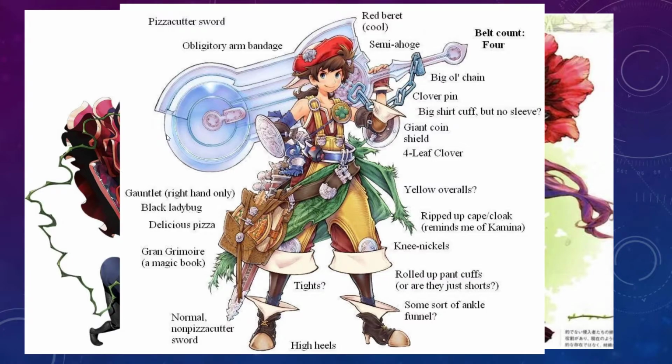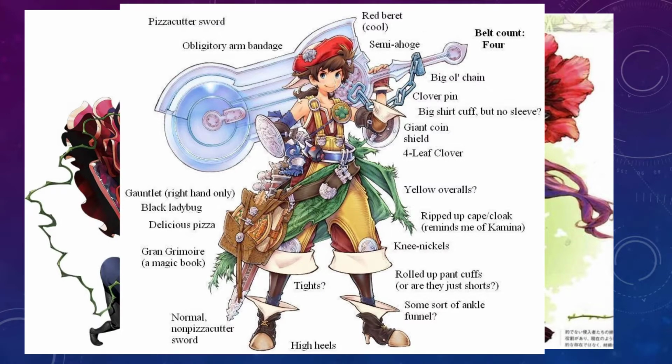If you go through the inventory, he has 4 belts. Why? Why are there 4 belts? It makes no sense. So we've got a pizza cutter sword, an obligatory arm bandage. For some reason, they just have to put a bandage on their arm. And a cool red rebel beret. He also has the ends of, kind of like, brigadier looking arms. And what's going on with carrying a sword?